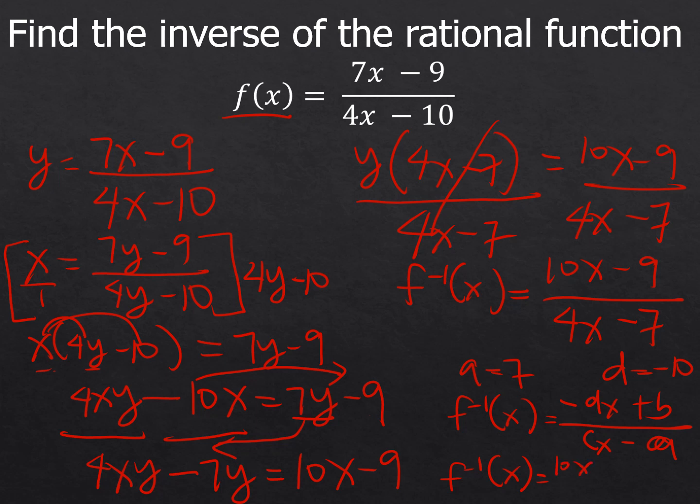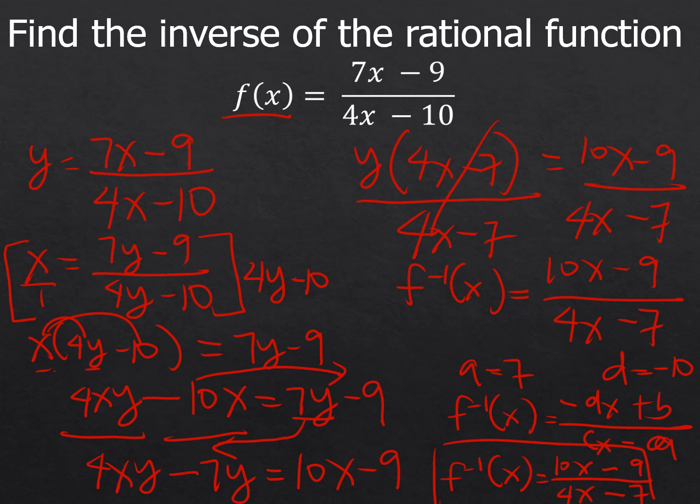We're going to copy b. And the b is equal to negative 9. So, minus 9 over cx. We will just simply copy cx, and that's 4x. And then, we're going to have minus a. Your a is 7. So, we have minus 7. So, as you can see, we got the same answer.